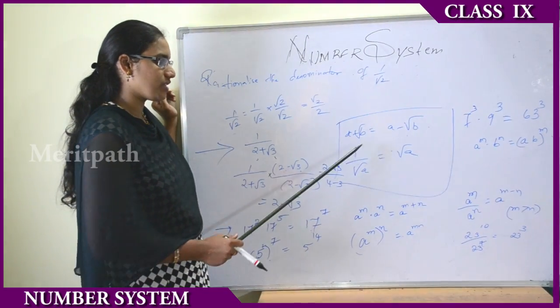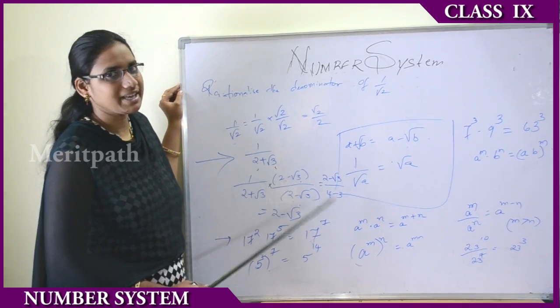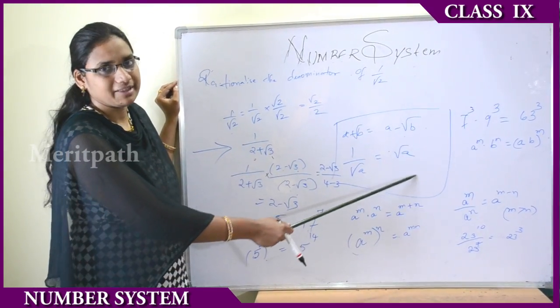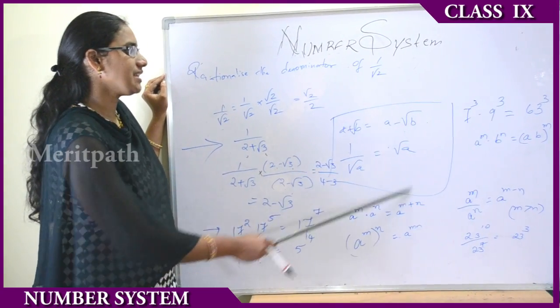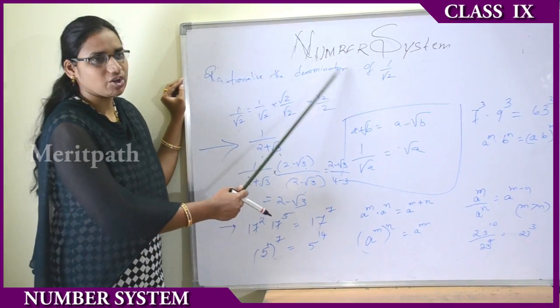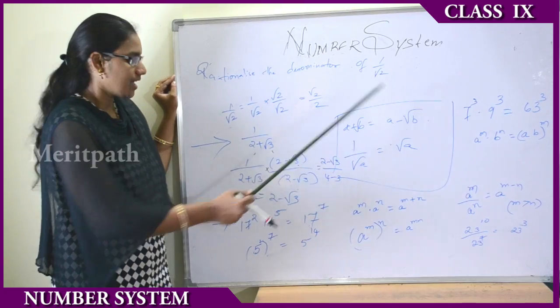That is, here we go with the formula a plus root b. The conjugate of a plus root b is a minus root b, and 1 by root a will be root a by a. Thus, by using these two formulas, we are going to rationalize the denominator of irrational denominators.